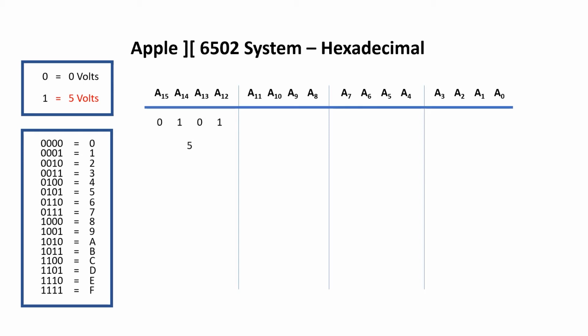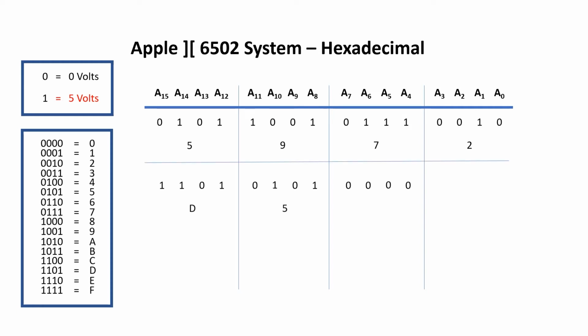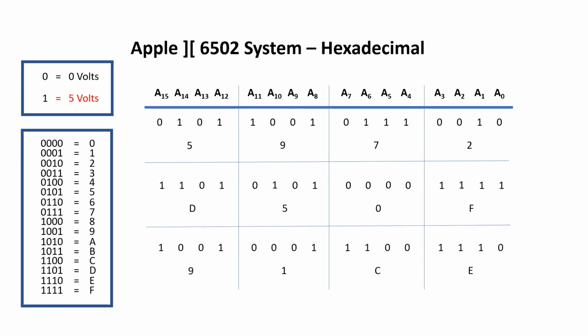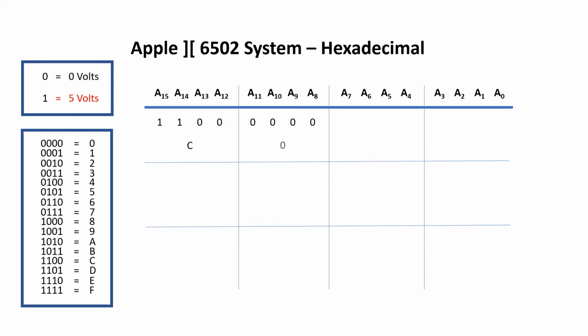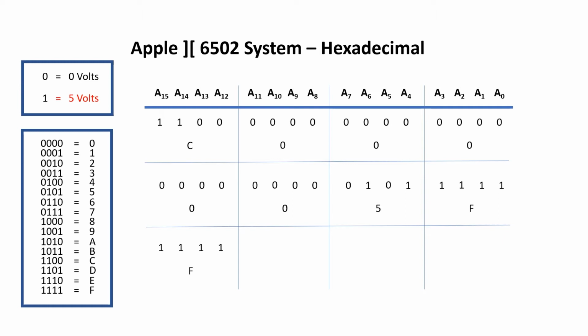0101 is 5, 1001 is 9, 0111 is 7, and 0010 is 2. So we call this address 5972. The next example is D50F, and here's 91CE. And here's the important address for this build, C000, which we often just refer to as C1000. For this number, we normally leave off the leading zeros, just like we do in decimal, and just call it 5F. And finally, the biggest number possible, FFFF.